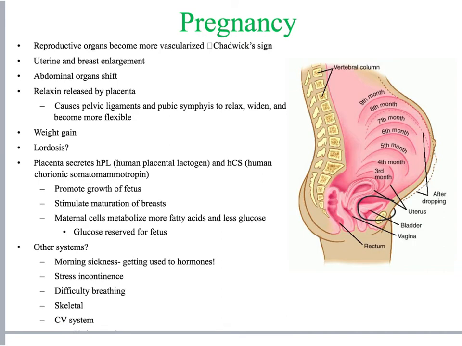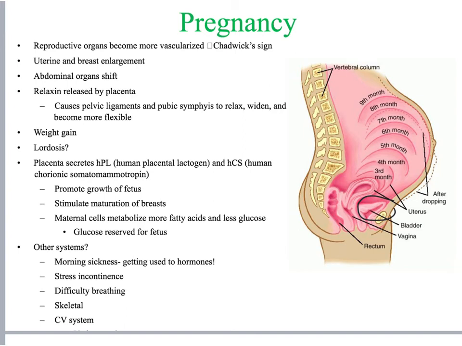stress incontinence. A hormone called relaxin gets released by the placenta, especially further into the pregnancy. This causes pelvic ligaments and the pubic symphysis to relax, widen, and become more flexible, because if you think about it, the actual pelvis dislocates, and it would tear a woman apart if these ligaments and pubic symphysis didn't relax and become more flexible.